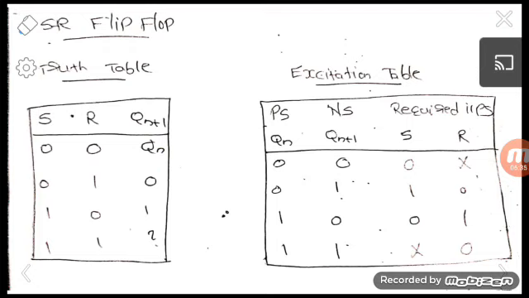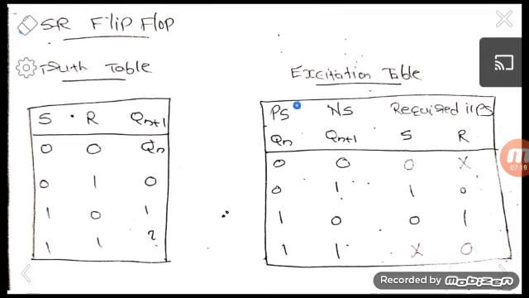So we can take the first condition, that is 0 0. Also for making the output 1, we know that we have to apply 1 0. For s equal to 1 and r equal to 0, the output will be 1, whatever may be the previous output. So two conditions are there, 0 0 and 1 0. In that, s can be 0 or 1 and r is always 0, so here we can write s as x and r as 0.